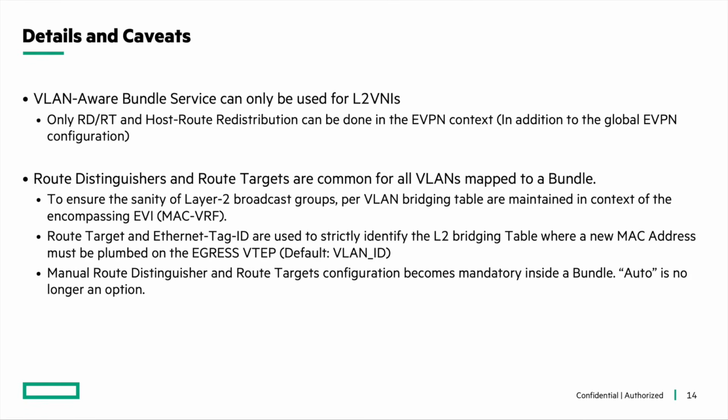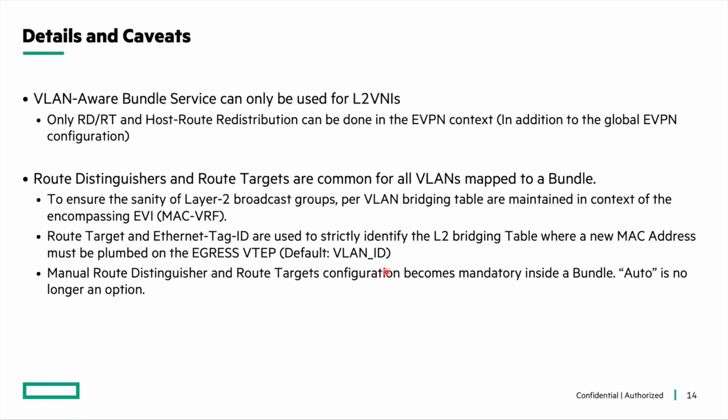Now let's see the details and the caveats. So let's start with the first batch of details. The first point to note is that VLAN-aware bundle is used only for layer 2 VNI. As we are working with VLANs, and so EVIs, it means that layer 3 VNI are not part of this process. The second part of this slide is regarding route target and route distinguisher.